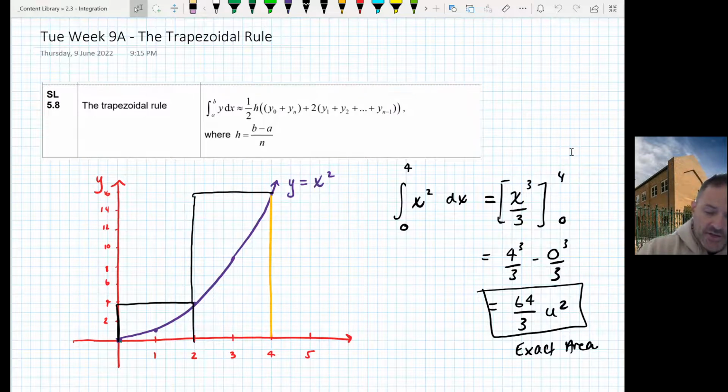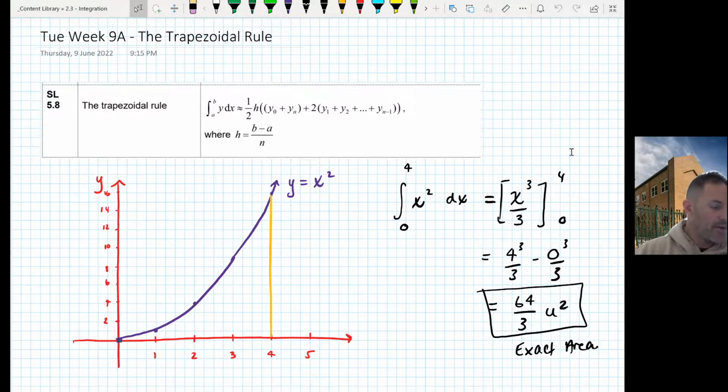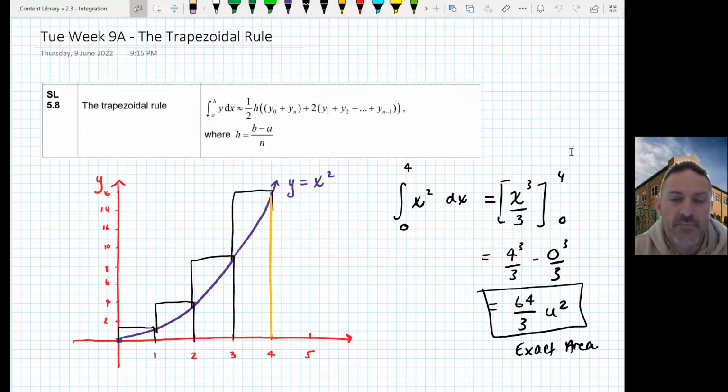We might decide to use smaller rectangles, for example. So instead of using a width of 2, we might make them into smaller ones like this. Okay, albeit still not particularly accurate, but more accurate. We could keep on reducing the size of those rectangles.